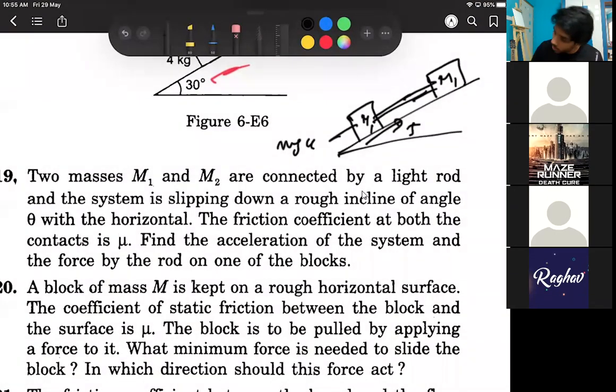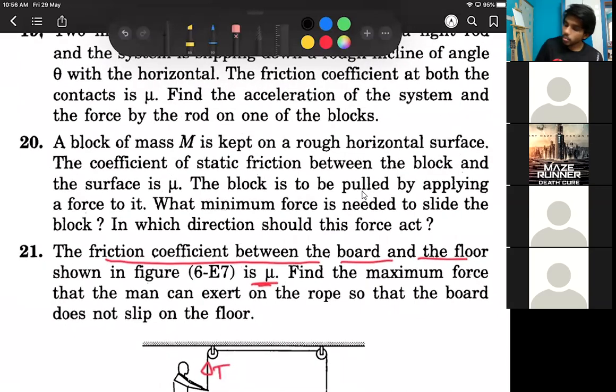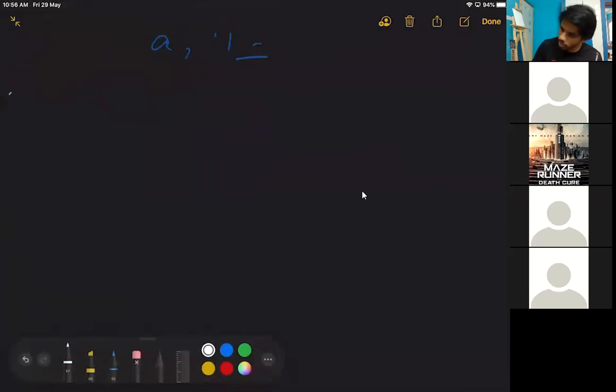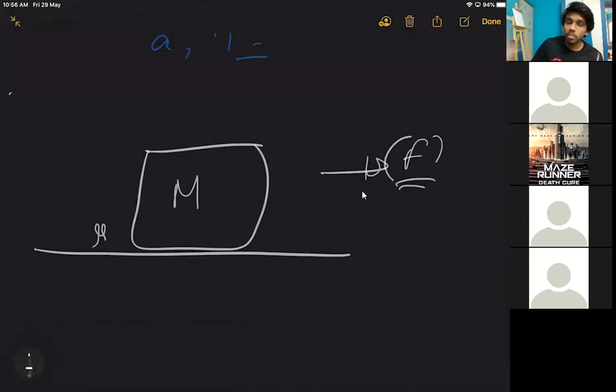Look at question number 20. Harshita, did you ask question number 20? Yes, sir. Right, look at this question. A block of mass m is kept on a rough horizontal surface. The coefficient of static friction is given. Now, this is a very beautiful question, guys. It's a very simple question. Looks very simple, but you'll never get the answer. There is a block of mass m, value is mu. Find the minimum force so that the block can move. That is the question. That's it.